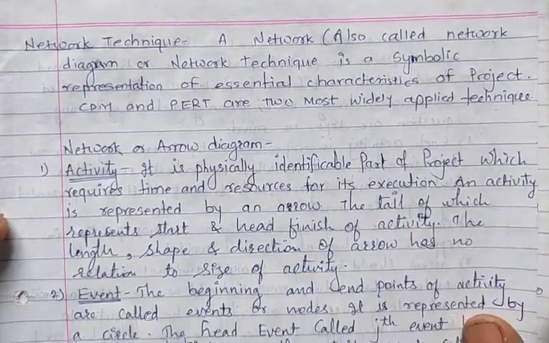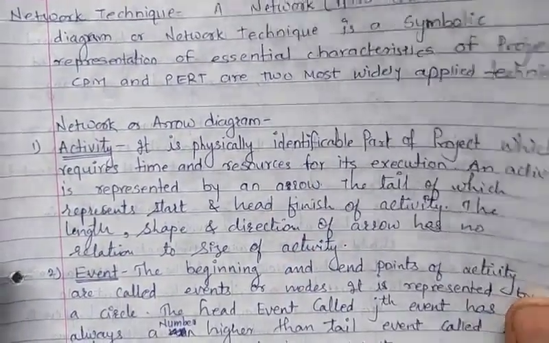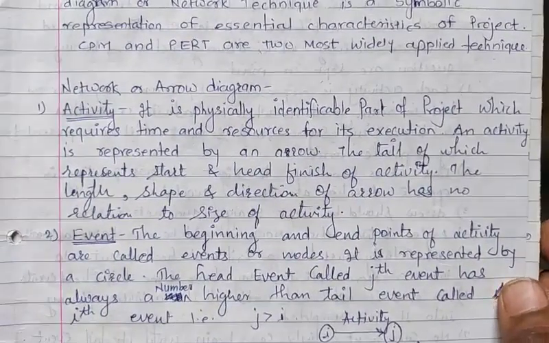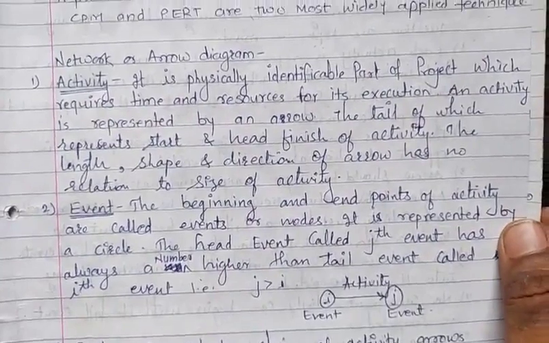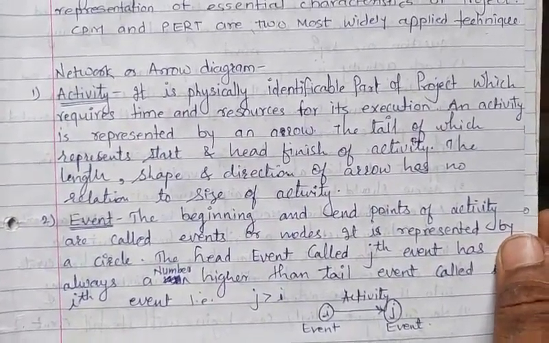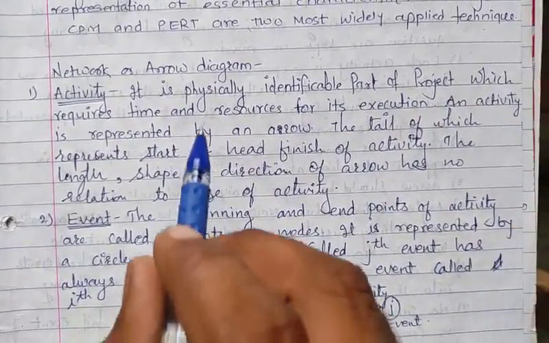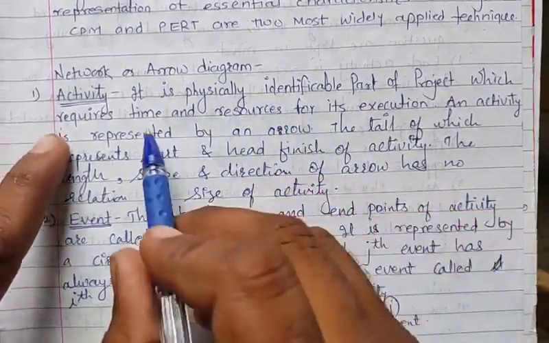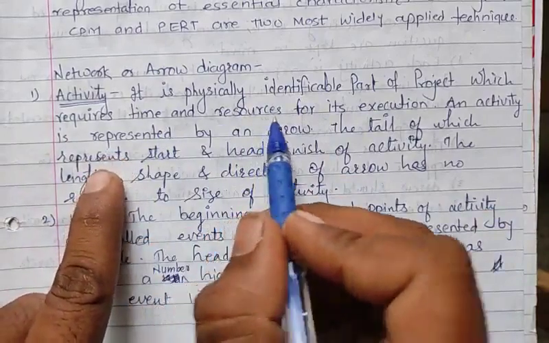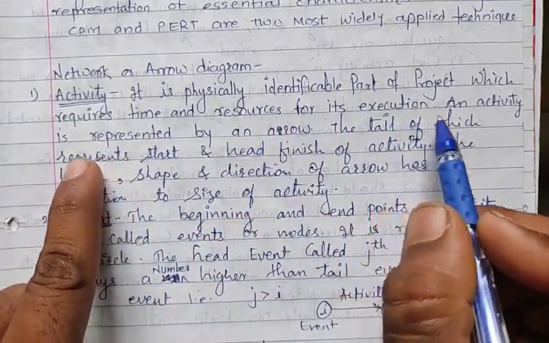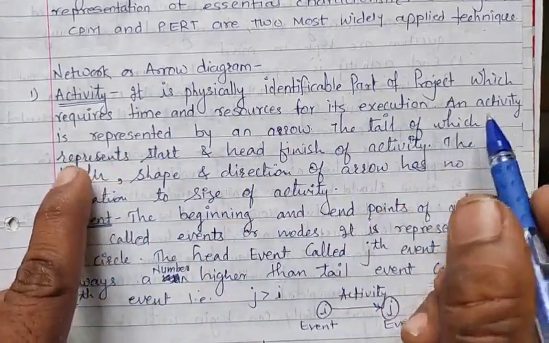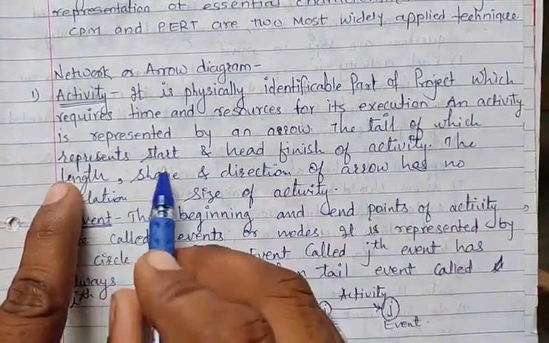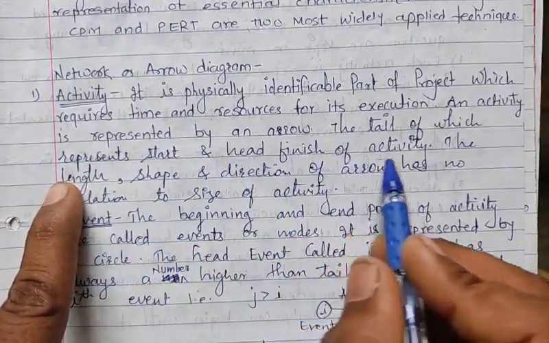Now we will see the next topic, which is network or arrow diagram. Now let's see the definition of activities, events, path, network. First, what is meant by activity? It is a physically identifiable part of a project which requires time and resources for its execution. An activity is represented by an arrow, the tail of which represents the start and the head the finish of the activity.